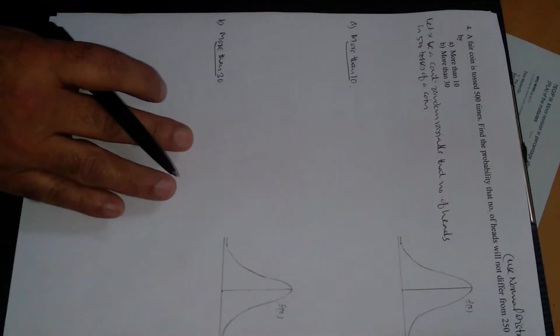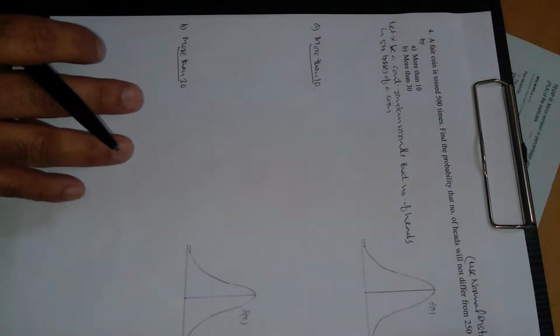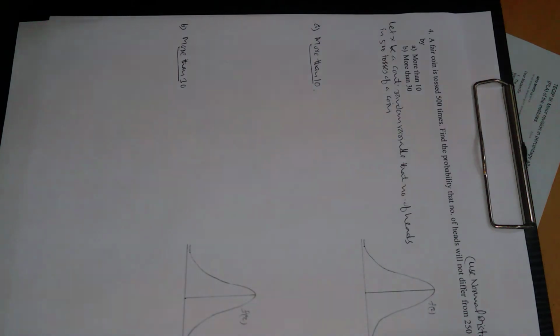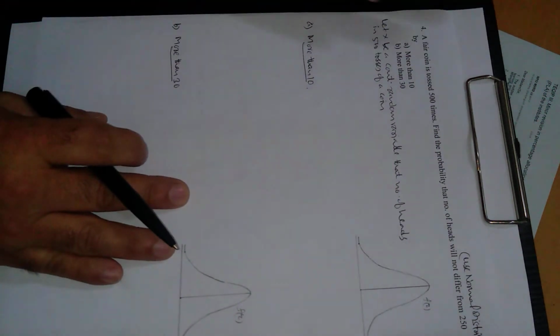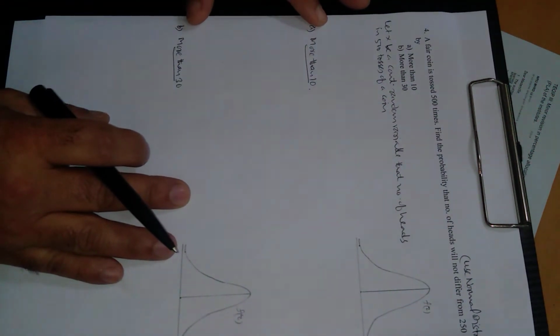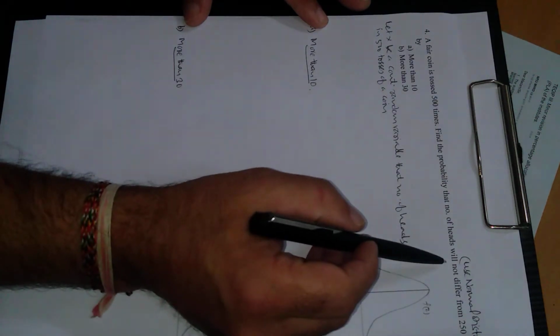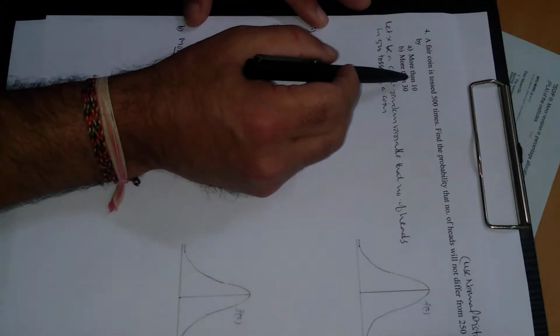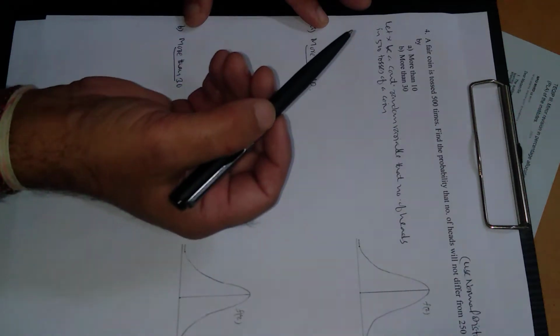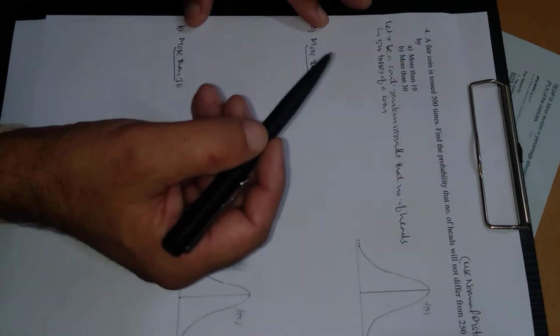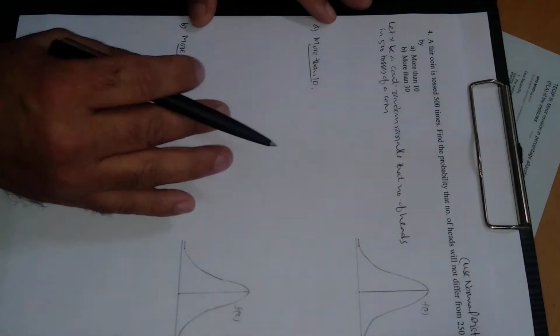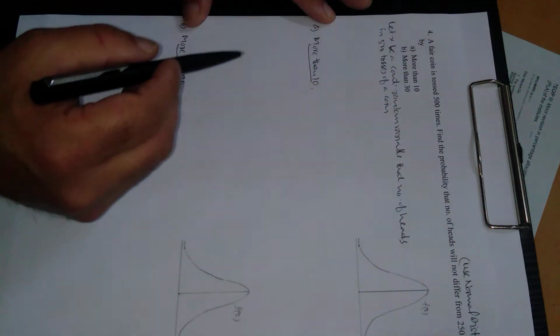Now come to the last one, the fourth question. The fourth question is: a fair coin is tossed 500 times, find the probability that the number of heads will not differ from 250 by more than 10 and more than 30. This time it is not given how to find the probability, so we will find the probability by normal distribution.